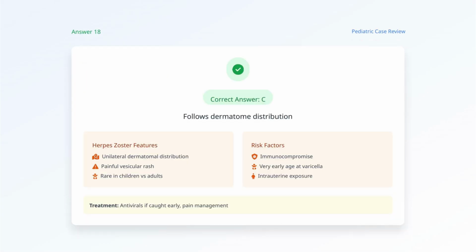Varicella zoster virus reactivation presents as herpes zoster or shingles, which follows a dermatome distribution. While rare in children compared to adults, pediatric herpes zoster can occur, especially in immunocompromised patients or those who had varicella at a very young age. The rash is unilateral and confined to one or occasionally multiple adjacent dermatomes, unlike the generalized distribution of primary varicella.